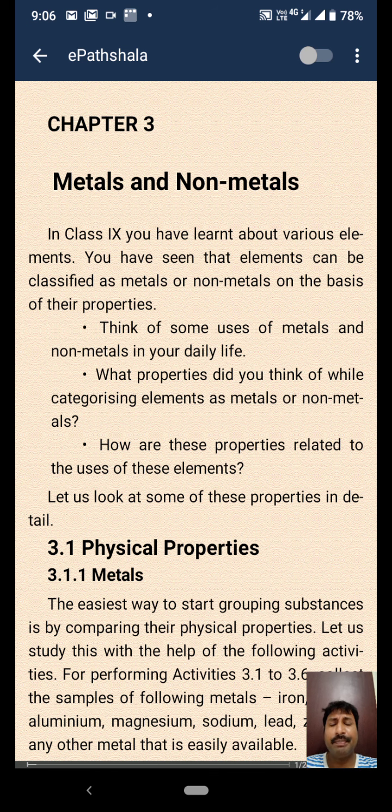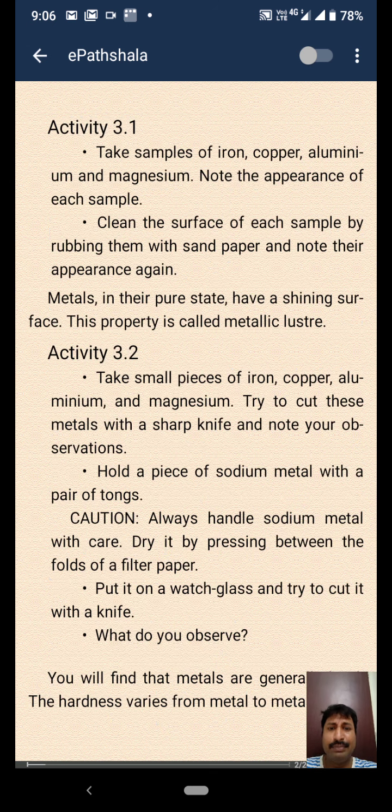Coming to the topic metals and non-metals. Metals are solid in state, shiny, lustrous. They are ductile and malleable, which means they can be made into thin sheets. These are the general properties. They conduct heat and electricity. For example, iron, copper, aluminium, magnesium.